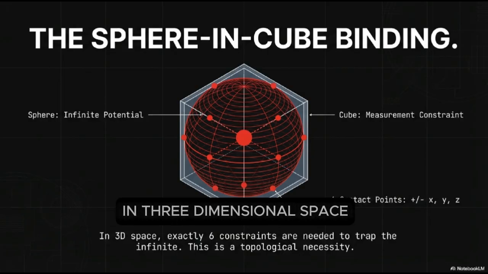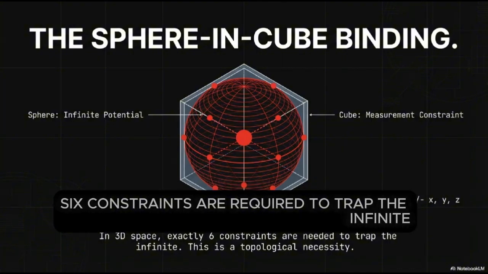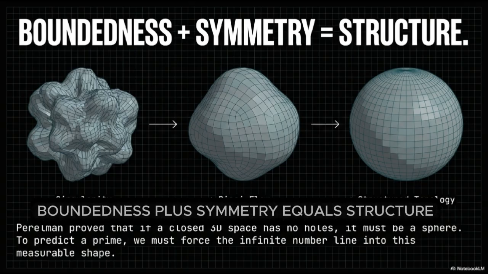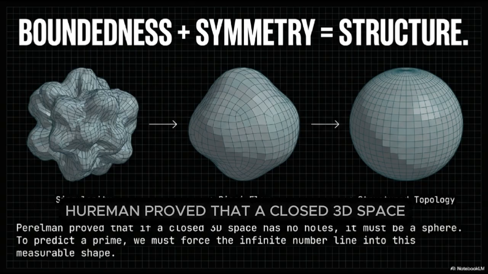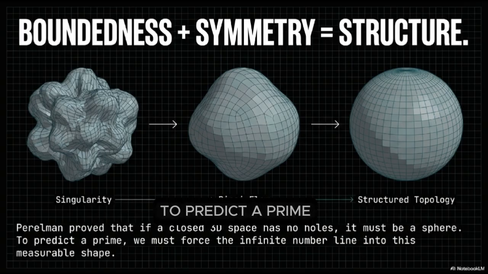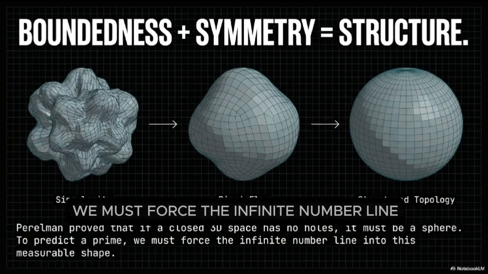In three-dimensional space, 6 constraints are required to trap the infinite, a topological necessity. Boundedness plus symmetry equals structure. Perelman proved that a closed 3D space with no holes must be a sphere. To predict a prime, we must force the infinite number line into this measurable shape.